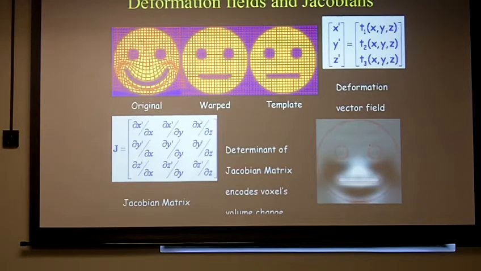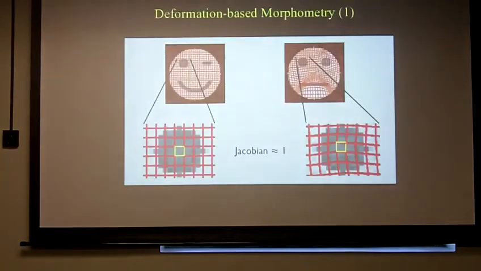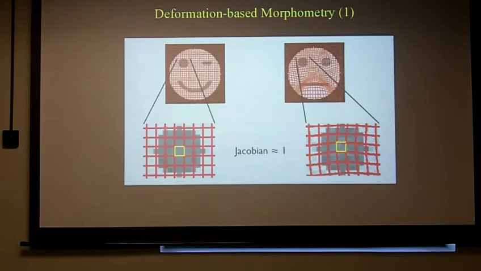Anyway, it has this volume change information in the Jacobian map, and it is in the template space. So if we align all the Jacobian maps, then we can statistically test where in the brain a group of patients had the most atrophy. So that's a good thing.